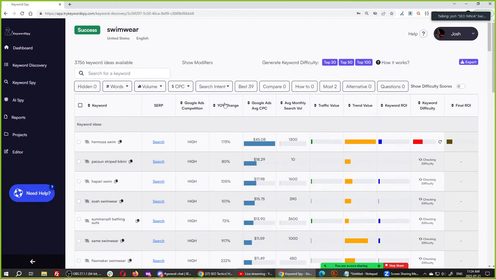Then I would click year-over-year change, and I would do the next 20 compared to that. And you would get some ones that are really hot this year as well that would get you some even easier keywords to rank for. So again, I would then sort by money, check the difficulty. I would then sort by year-over-year change, and I would check the difficulty.